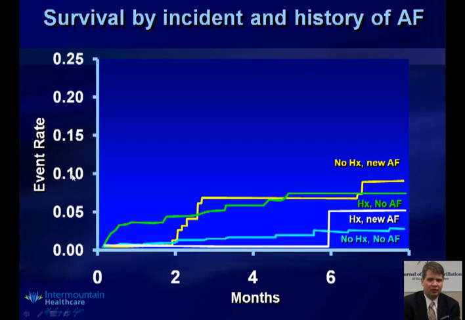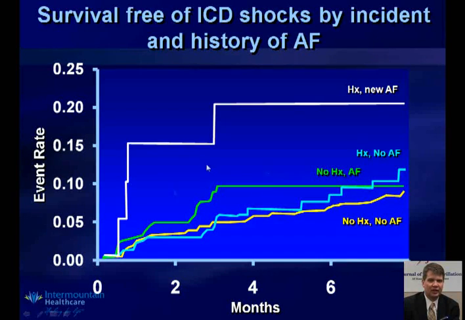This is survival based upon incident and history of atrial fibrillation. And the highest risk over the event time were in those with no history of atrial fibrillation that developed atrial fibrillation. And this paralleled those that had a history of AFib and was slightly worse. And the lowest risk group were those that had no history of atrial fibrillation and had no atrial fibrillation after implant. So certainly history of atrial fibrillation is a strong marker of mortality, but even more so after you implant a device, early atrial fibrillation also is a high marker of mortality.